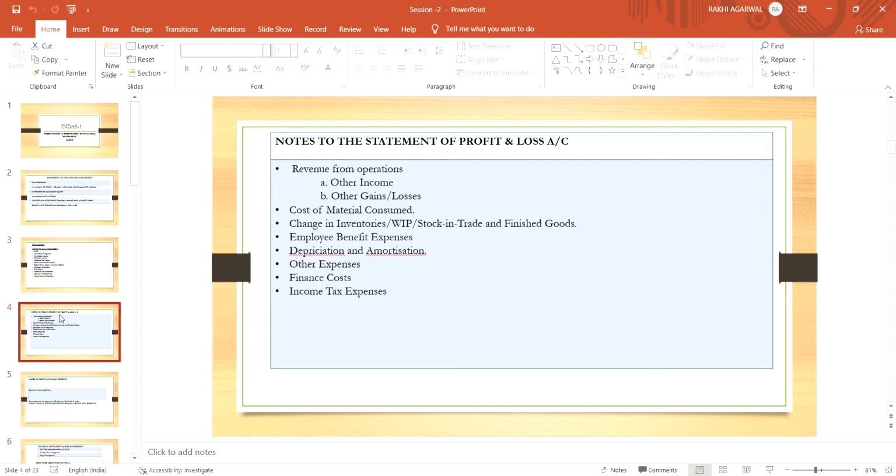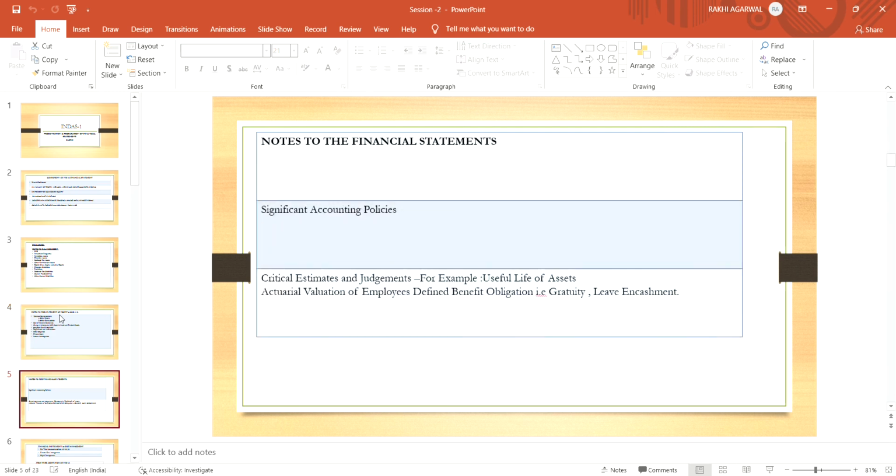any kind of leave encashment, any kind of gratuity, whatever benefit we give to the employee, that is to be disclosed under employee benefit expenses. Depreciation and amortization, and other expenses: whatever other expenses are related to the company, we will disclose under other expenses. Finance cost: if we pay any interest on borrowings, we will disclose it under finance cost. Income tax expenses: whatever we pay to the income tax department, any expenses related to income tax, we will disclose under income tax expenses.